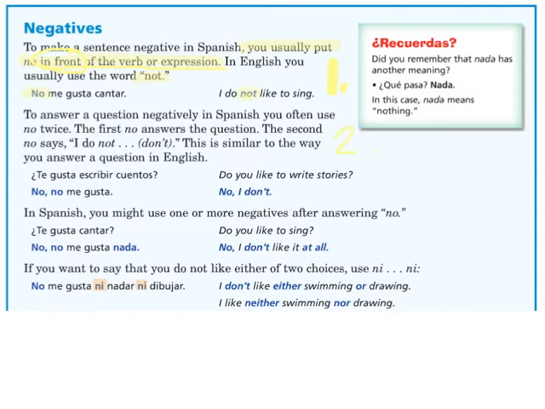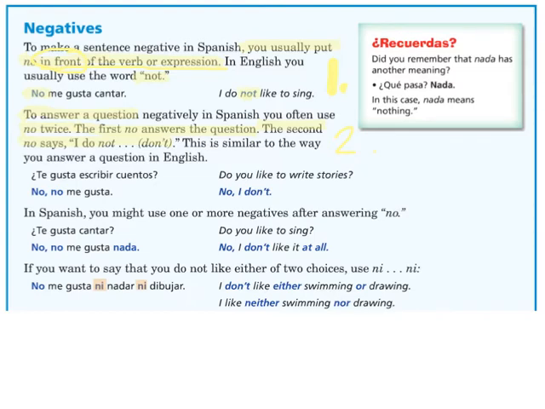Next is number 2 on your list. To answer a question negatively in Spanish, you often use no twice. This is something that we wouldn't usually do in English because we don't do the double negative, but in Spanish they do because they want to be really clear with you about what they're saying. So the first no answers the question. The second no says, I do not, or I don't. So it'd be like saying, no, I do not like this.